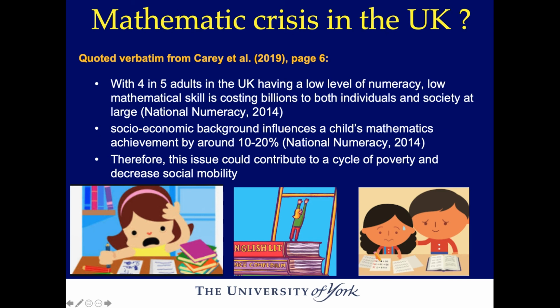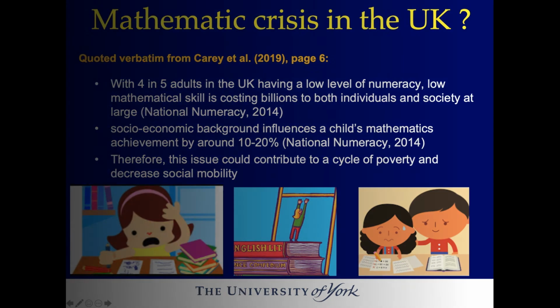What they're also saying is that this report suggests 4 of 5 adults in the UK have a low level of numeracy. So this obviously has financial consequences, but it also means that children are growing up in a household with low numeracy, and possibly with parents who might have math anxiety and low numeracy. And this can create even more issues with math, and can contribute to a cycle of poverty, and social mobility might be lessened with this.